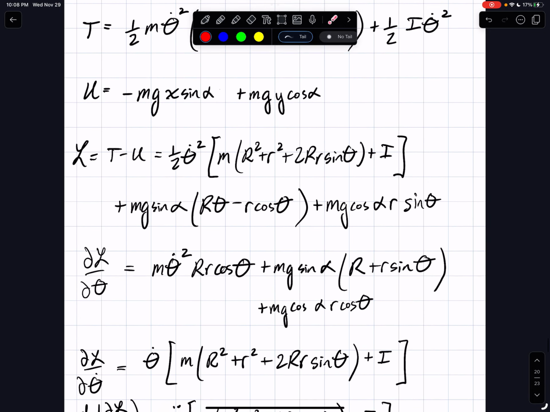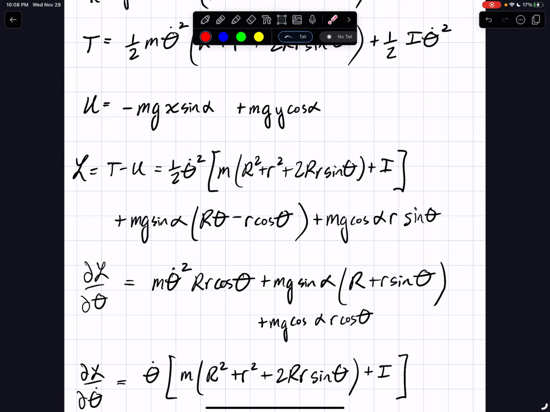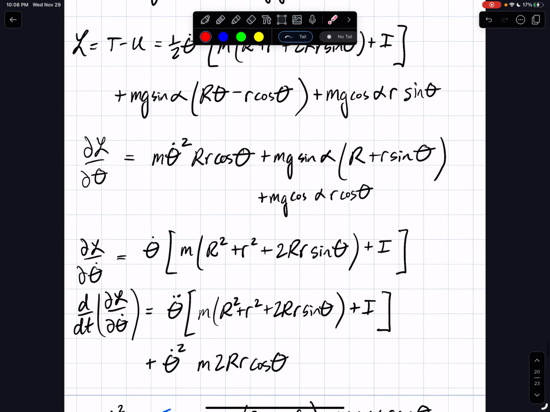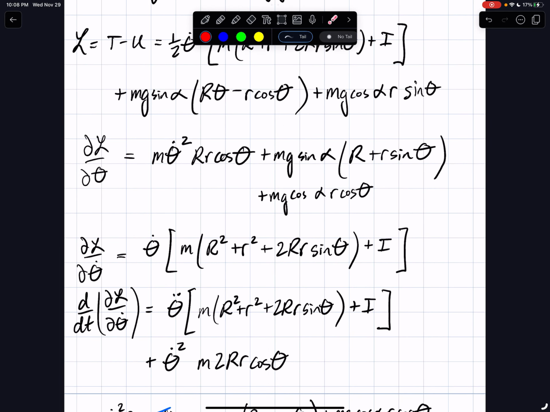So the Lagrangian is a big expression, and it is lengthy. You can factor out some things if you want. I didn't do that till later. But you take the derivative of the Lagrangian with respect to theta, and you get a nice big long term like this. You do it with respect to theta dot, and you get this long term.